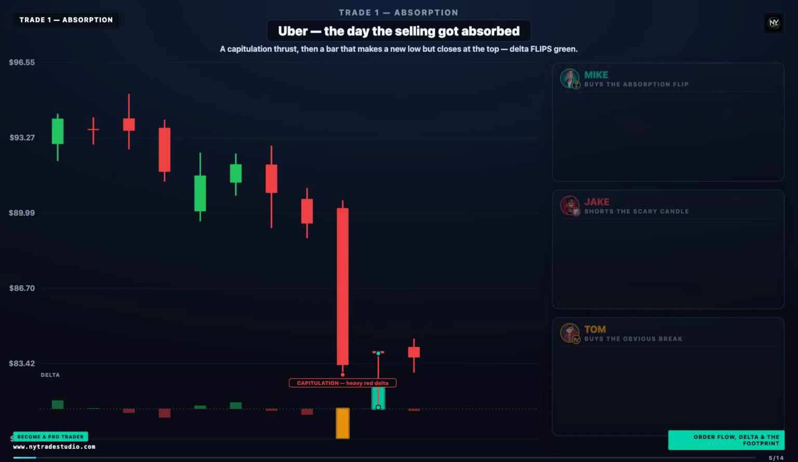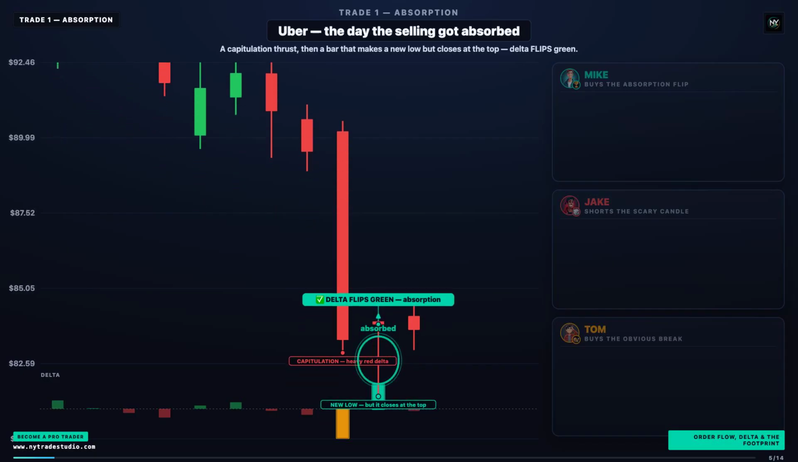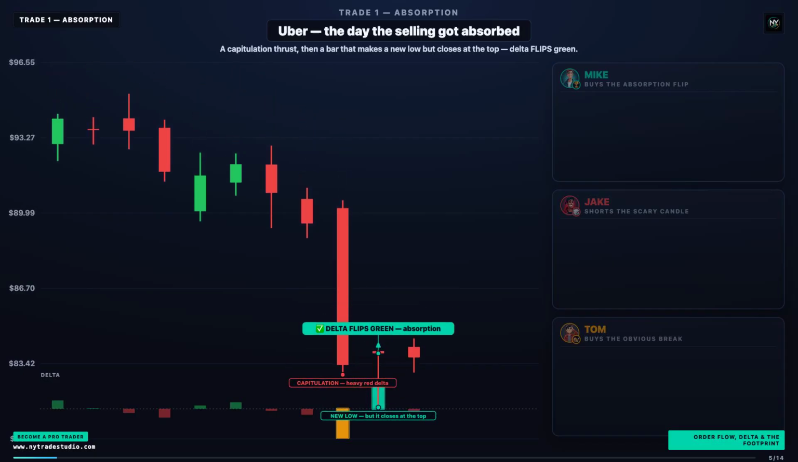The very next session price pokes us a fresh low, even lower than the panic day. But watch what it does into the close. It closes right back at the top of its range. Sellers hit it just as hard, the volume was massive, and the candle would not stay down. On the strip, the delta flips green. That is absorption. A bigger buyer sat at that low and ate every share.